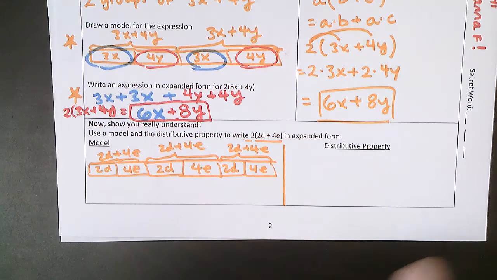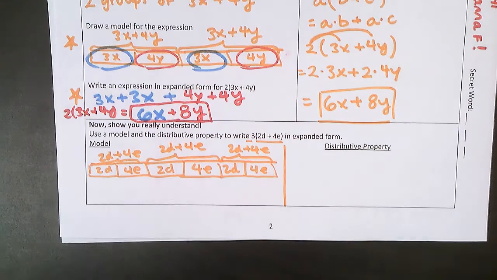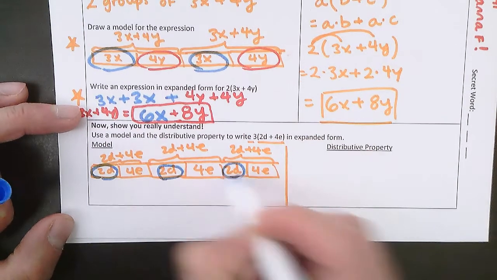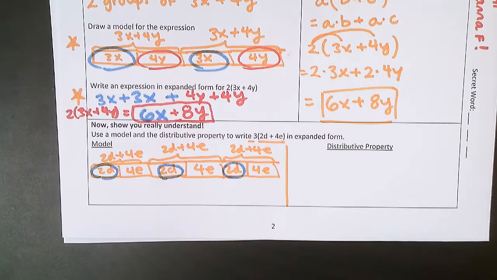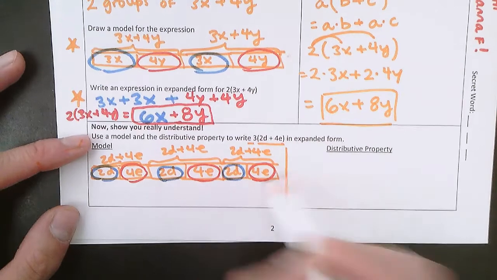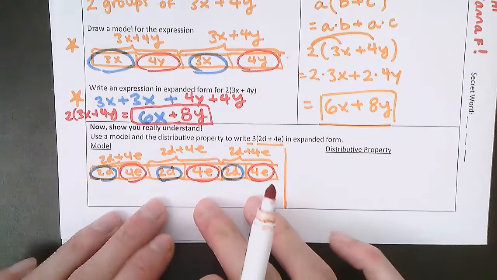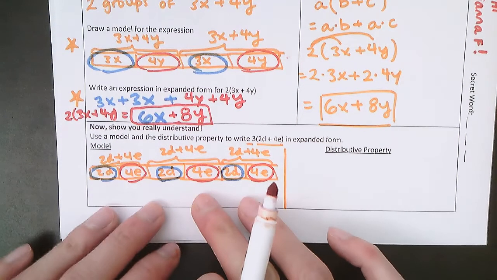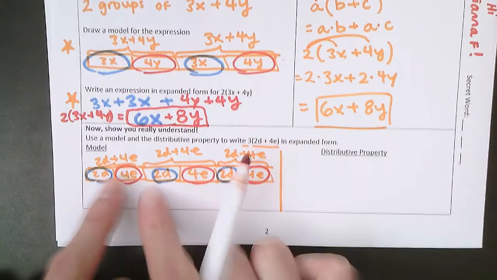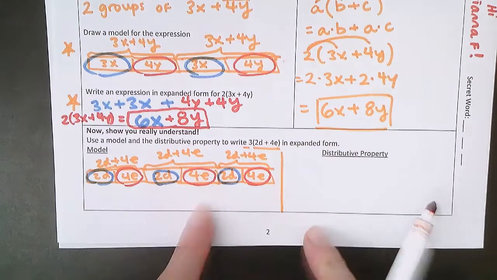And then you can count how many d's do you have altogether? Right, you have a 2d here, a 2d here, 2d here. How many e's do you have altogether? You have a 4e here, a 4e here, and a 4e here. You add those all up, and that's how you're going to write that in expanded form. I'm not going to give you the final answer, because I want you from here, you should be able to figure it out on your own.